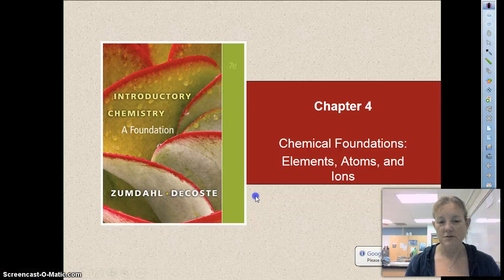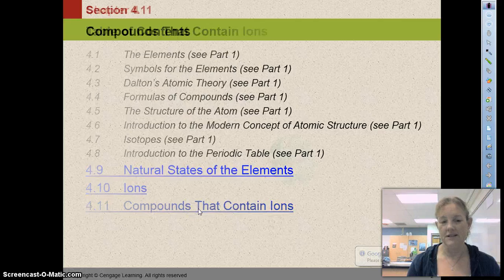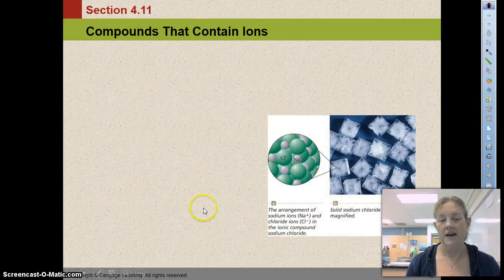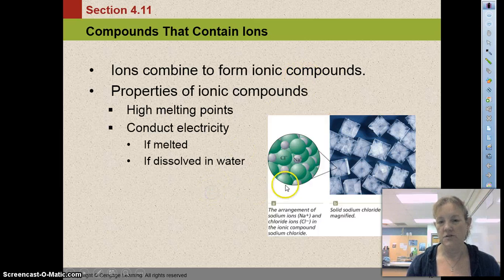Today we're going to finish up Chapter 4, and we're going to do that by looking at compounds that contain ions. Remember that ions from the last lecture are metals and nonmetals that lose or gain electrons to form a positive or a negative charge, and in doing so form a compound. So ions combine to form ionic compounds, just like sodium chloride. Ionic compounds tend to have a high melting point. They conduct electricity if they're melted or if they're dissolved in water.